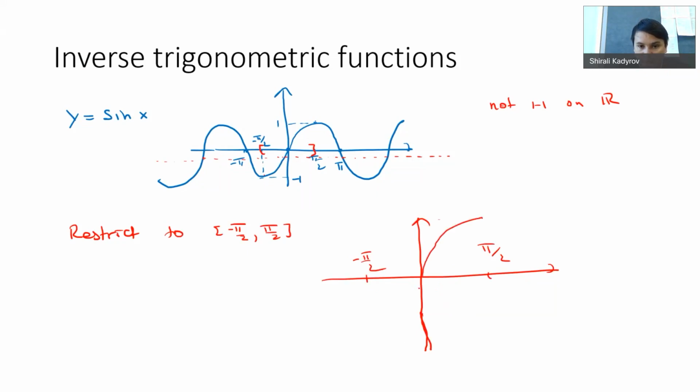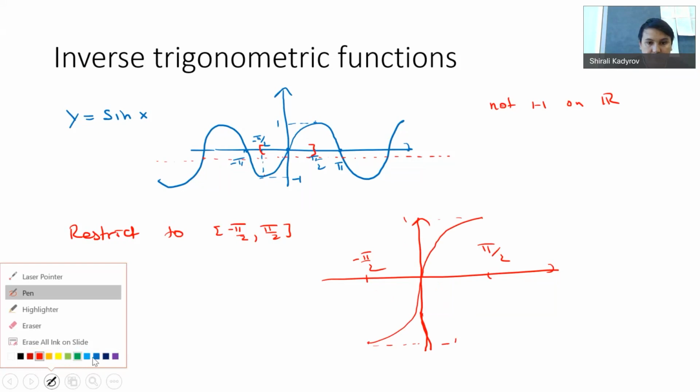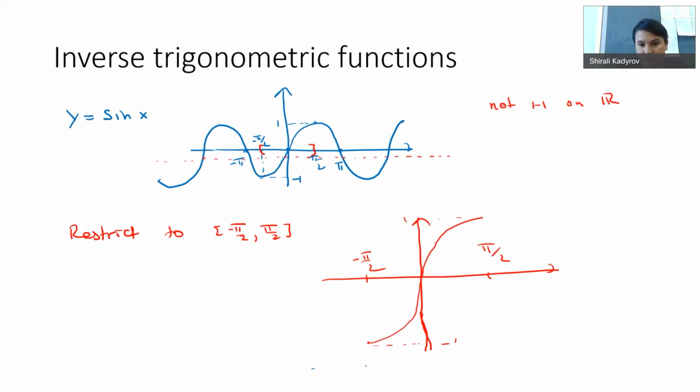Somewhere it's 1, here it's 1, etc. So here's minus 1, here's 1. Now I'm perfectly fine with horizontals. If I sketch somewhere here, it never intersects. If I sketch here, it only intersects once, etc. So I don't have any problem with horizontal lines.